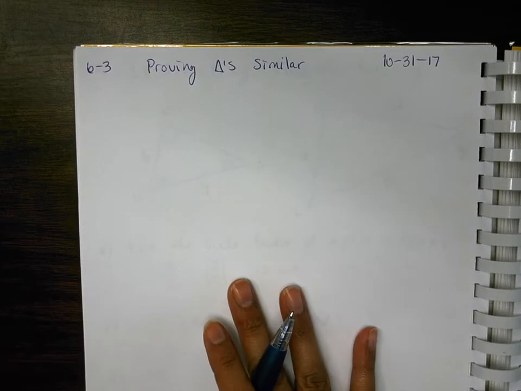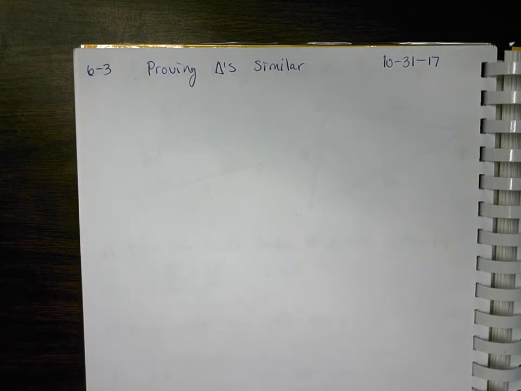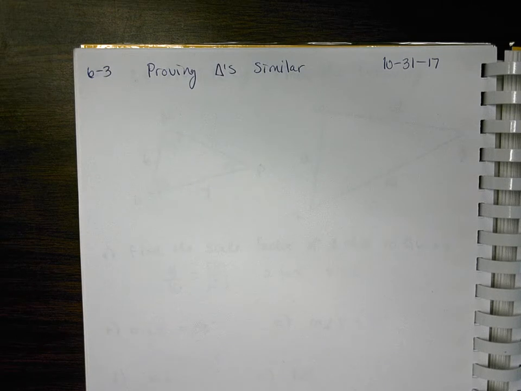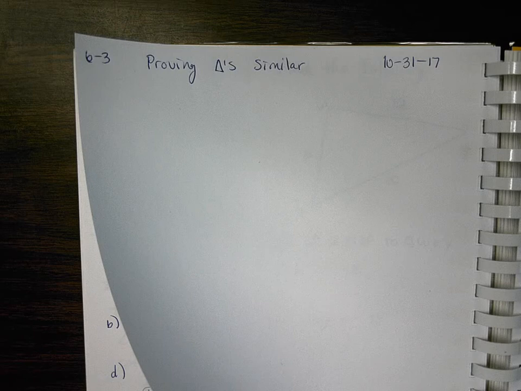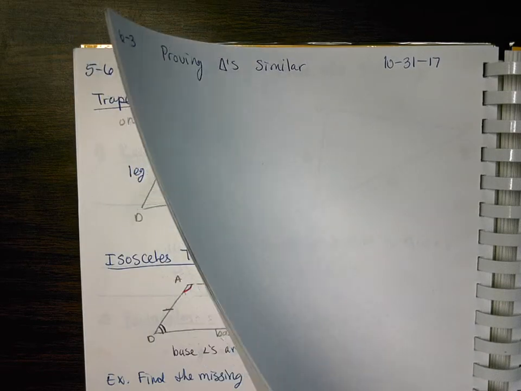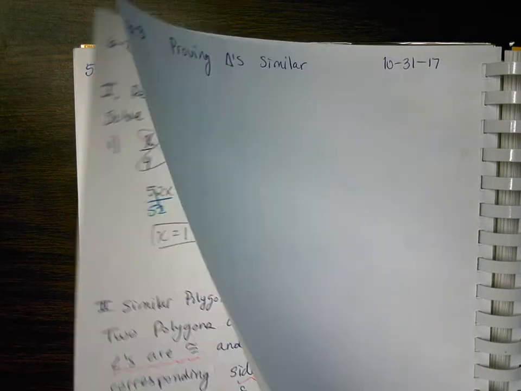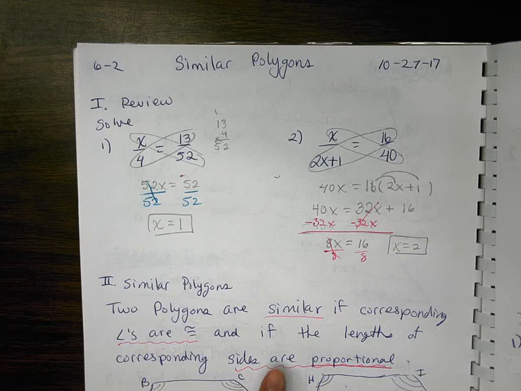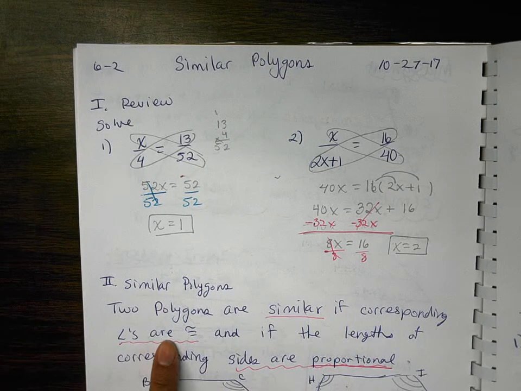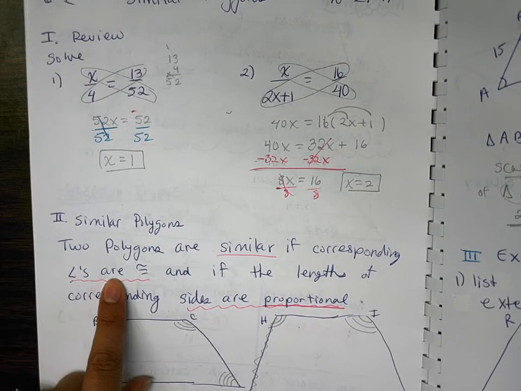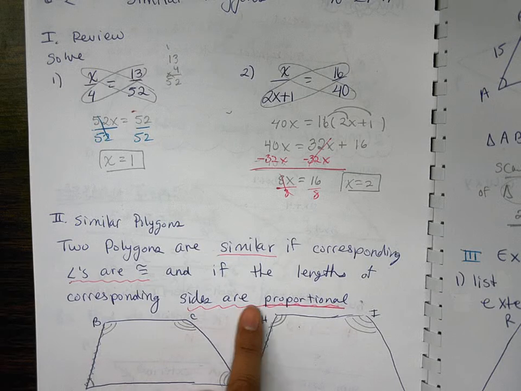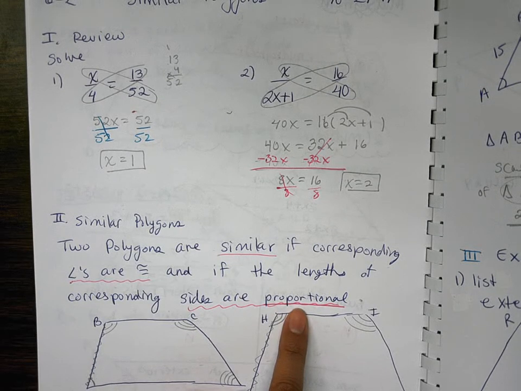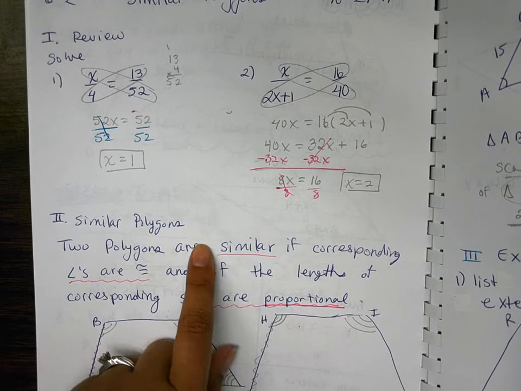Okay, today we are proving triangles are similar. Do you remember from Friday's lesson, we said they are similar if two things happened. Corresponding angles are congruent, and corresponding sides are not congruent, they are proportional. Do you guys remember that?